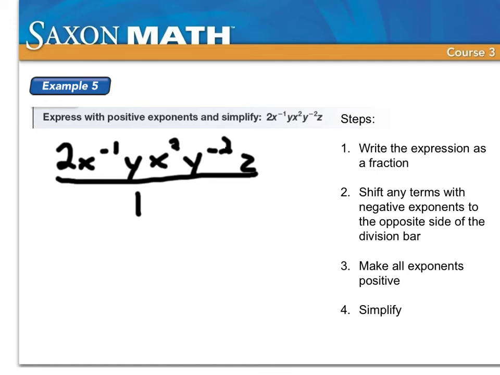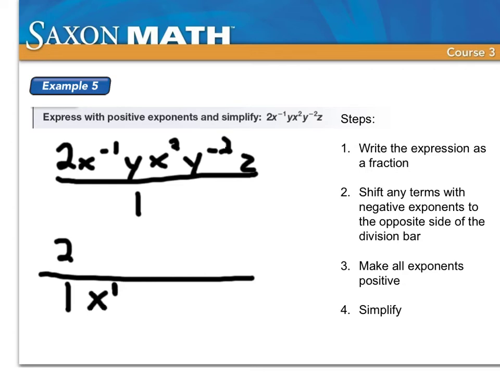Now, step 2 says to shift any negative exponents to the opposite side of the division bar. So anything with negative exponents has to go to the opposite side of this bar. So if it's on top, it has to go to the bottom. If it's on bottom with a negative exponent, it goes to the top. So the 2 is going to stay put on top. It's not going anywhere. My 1 is going to stay put on the bottom because they don't have exponents with them. Now x to the negative first, that has to shift to the opposite side, so that's got to go down to the bottom, and the exponent changes to positive 1.